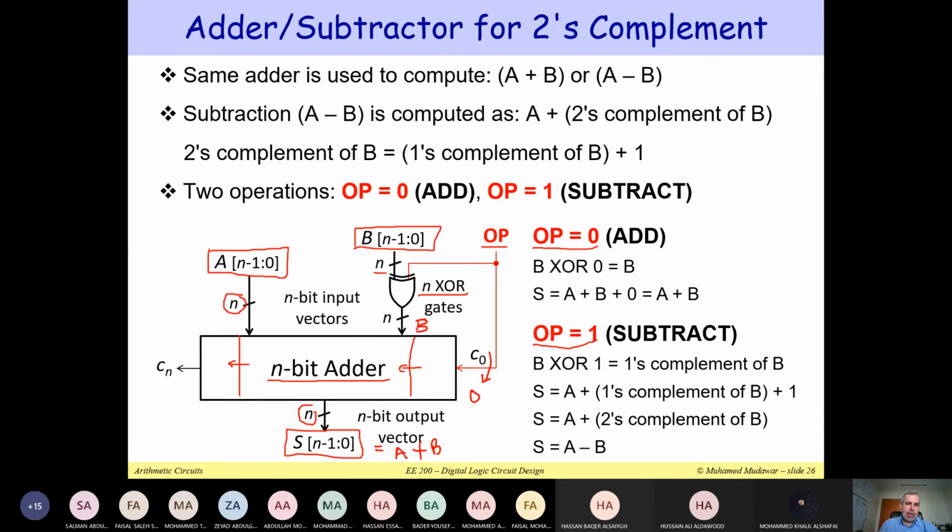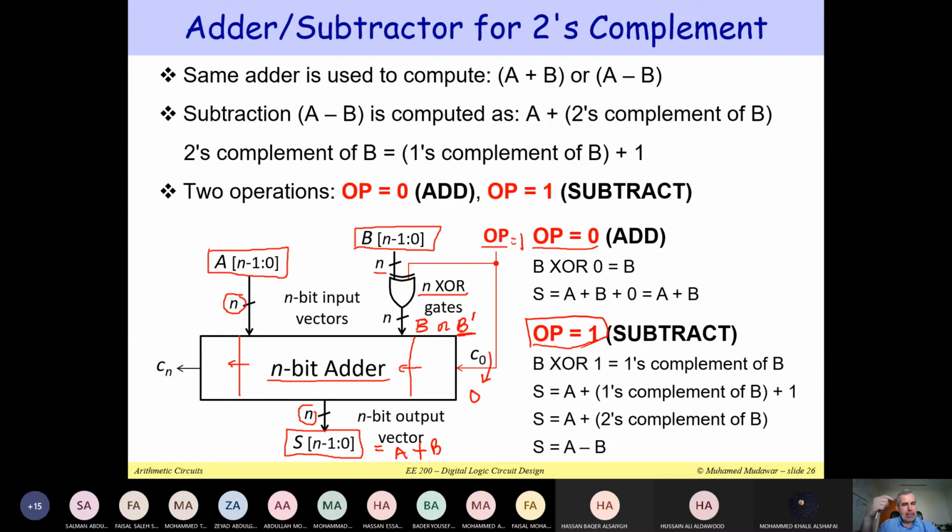In the case of subtraction, the operation is equal to 1. So when this is equal to 1, rather than having B here, it will be B prime. When I XOR B with 1, I'm going to XOR every bit of B because I have n XOR gates. So when you XOR it with 1, if you have a 0, it becomes a 1. If you have a 1, it becomes 0. So basically, you get the complement of B. That would be the 1's complement of B. So I'm calling it B prime. Every bit in this bit vector is XORed with 1, and therefore we get its complement.